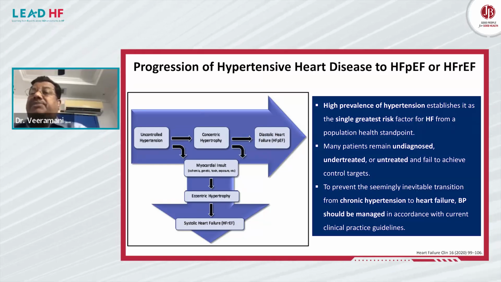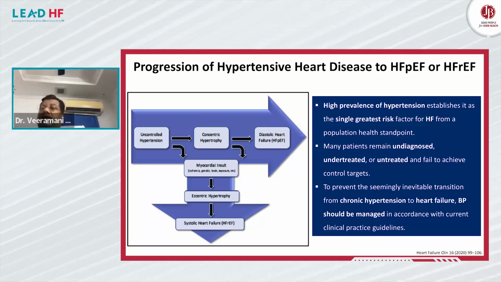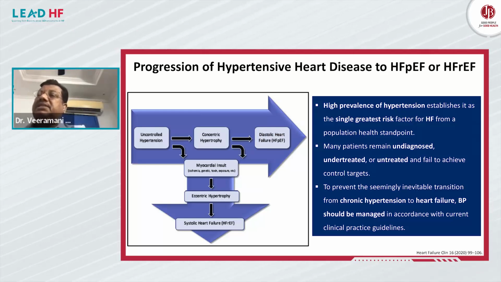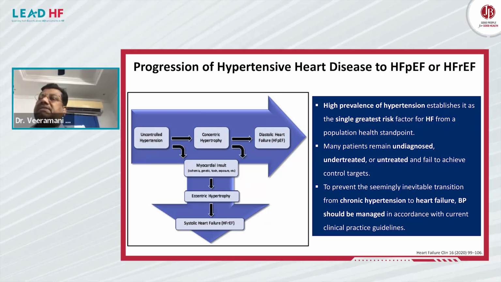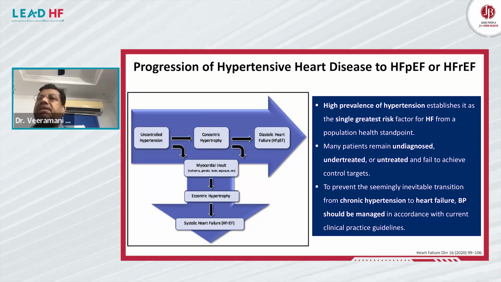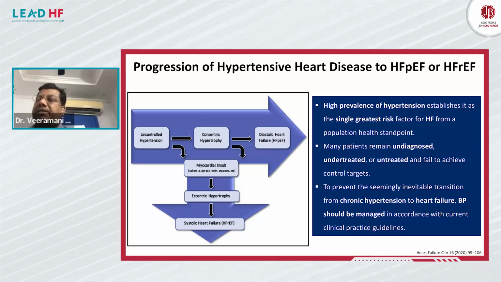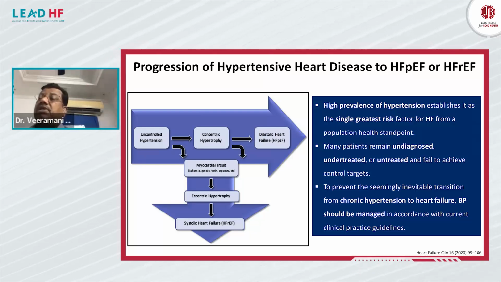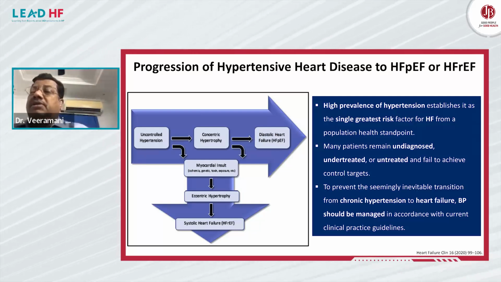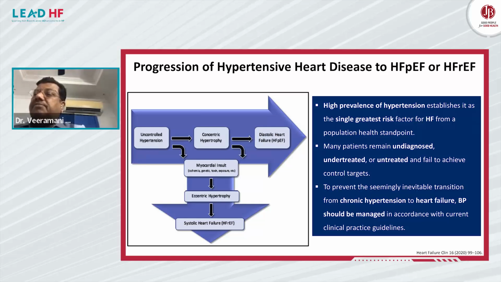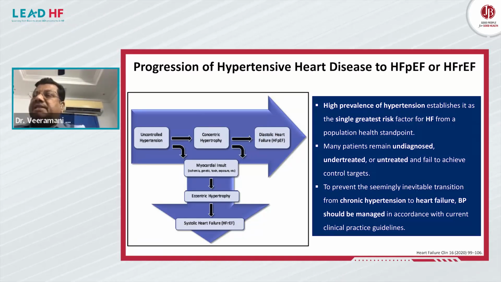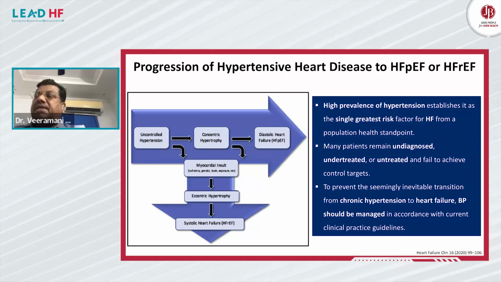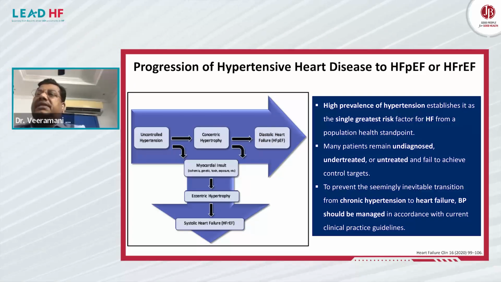There is a high prevalence of hypertension. We all know the high prevalence of hypertension establishes it as the single greatest risk factor for heart failure from a population health standpoint. Many patients remain undiagnosed, undertreated, or untreated and fail to achieve the control targets. To prevent the seemingly inevitable transition from chronic hypertension to heart failure, the BP should be managed in accordance with the current clinical practice guidelines. What are all the guidelines? Next slide.